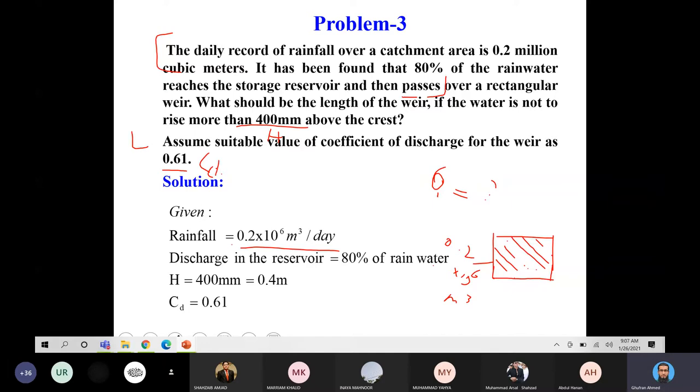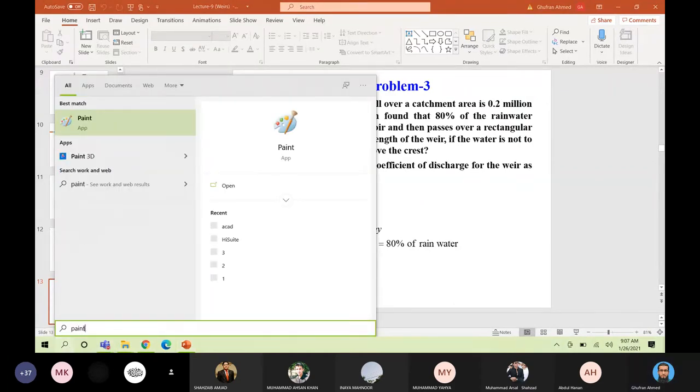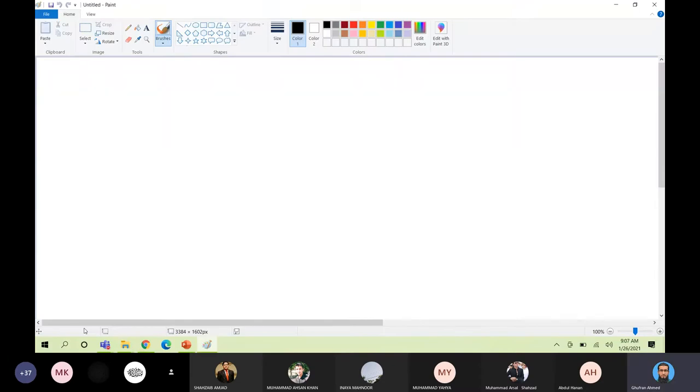What is catchment area? Can anyone tell? What is catchment area? No, sir. No idea, sir. Okay. Catchment area is basically a hydrologic term you will study in detail in your hydrology subject this semester. Please turn off your mic.